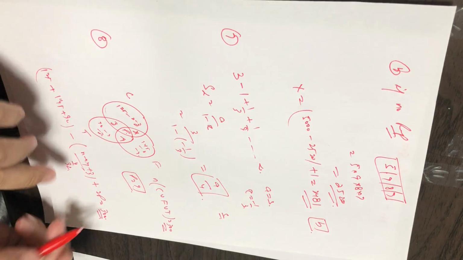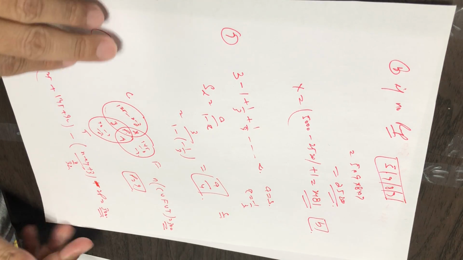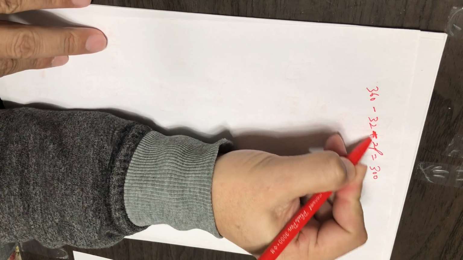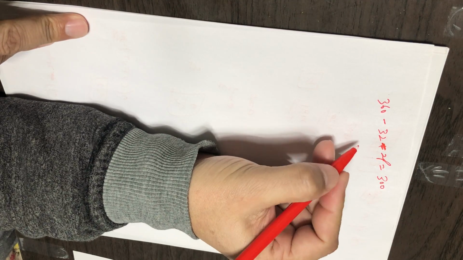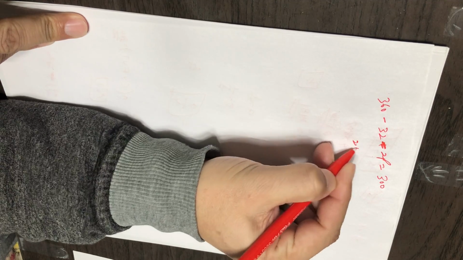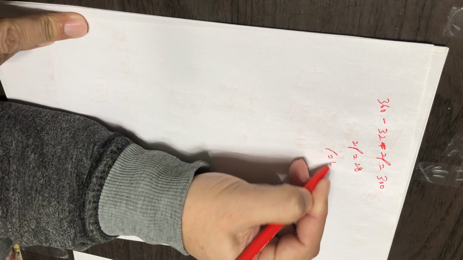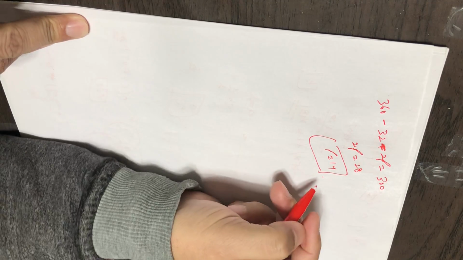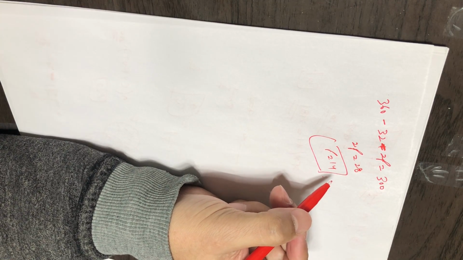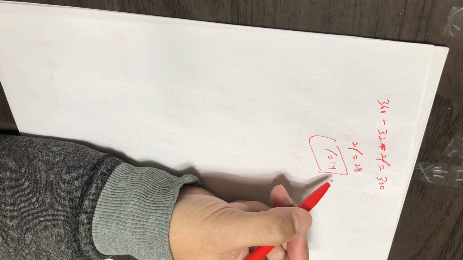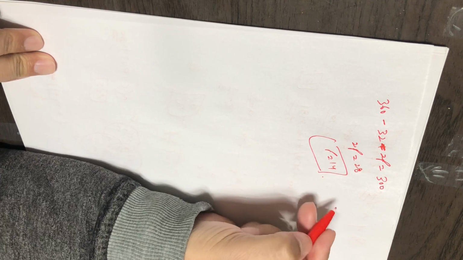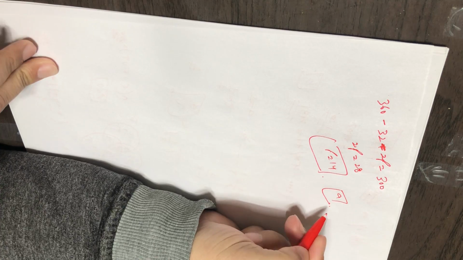So let me check that. There will be minus of 2P. Sorry. So ultimately we can write this as 2P is equal to 28, and P is equal to 14. So it means the number of students who like to play all three games is 14. So option A is the correct answer.